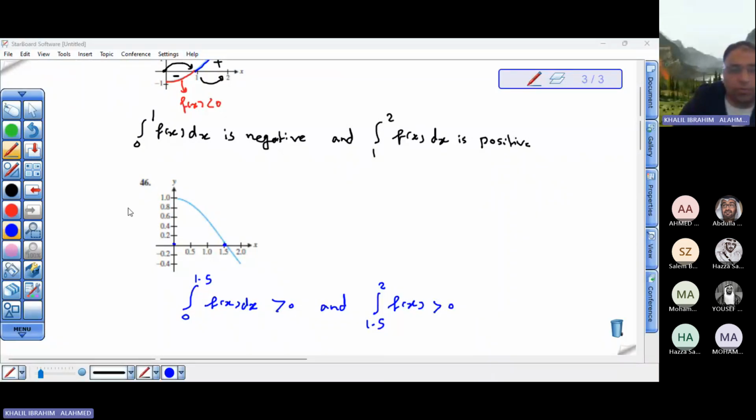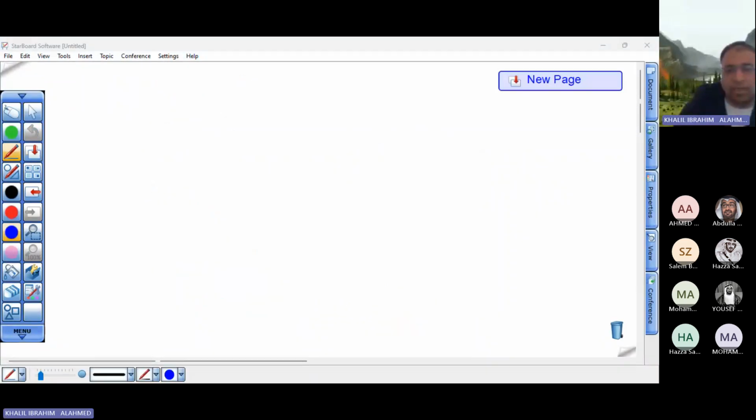Okay, let's move to the next idea for the lesson today: the integral mean value theorem. Here we compute the average value of the function.